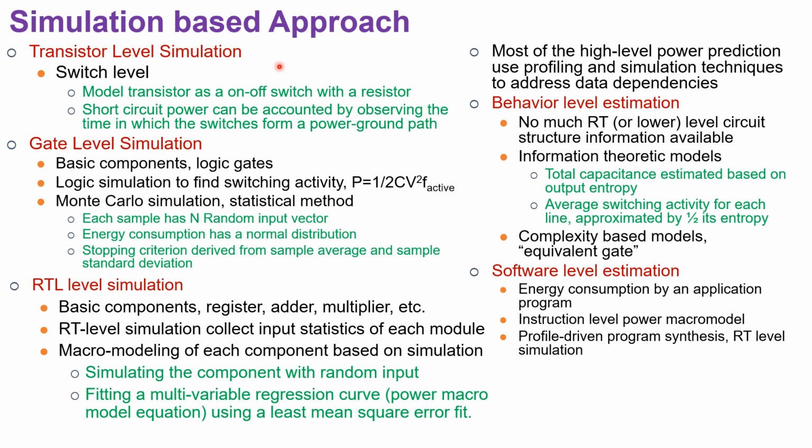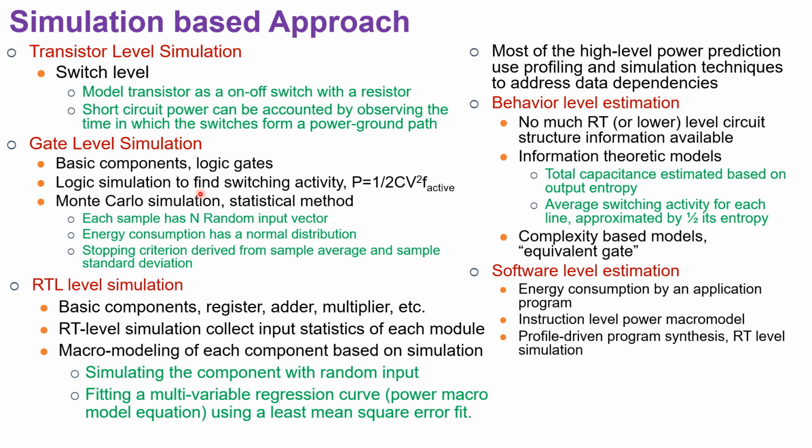So this is the simulation based approach. Transistor level simulation, switch level: in switch level, the model treats a transistor as an on-off switch with a resistor. Short circuit power can be accounted for by observing the time in which the switches form a path from power to ground. Then there is a short circuit between power and ground that leads to short circuit power dissipation.